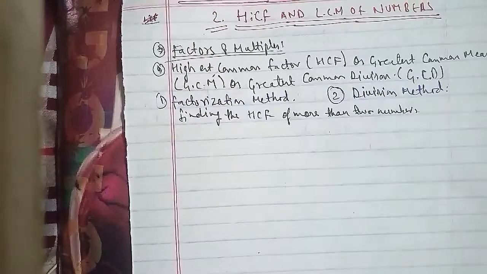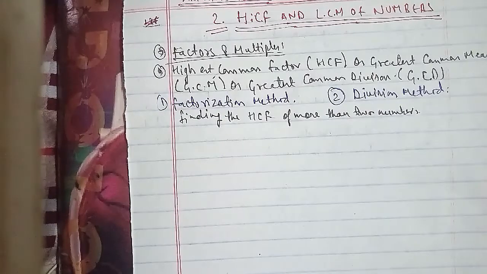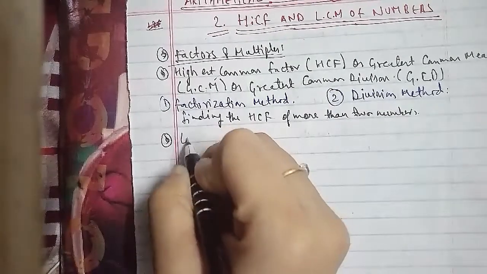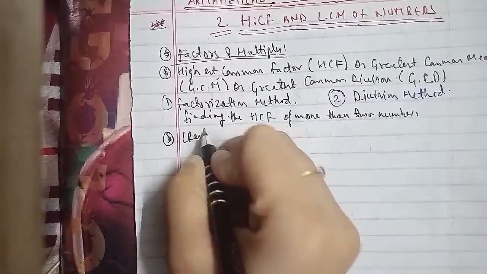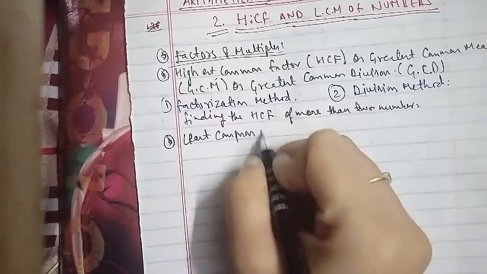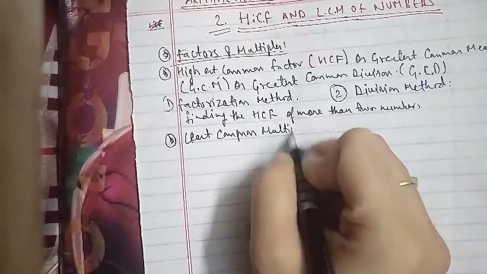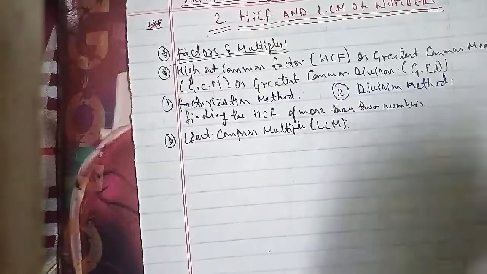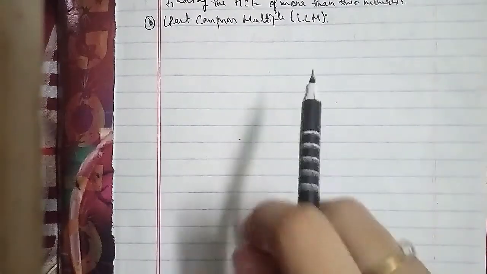Least common multiple, which is your LCM. So if I'm talking about the least common multiple, which is termed as LCM here, in terms of LCM, the least common number which is exactly divisible by each one of the given numbers is called their LCM.